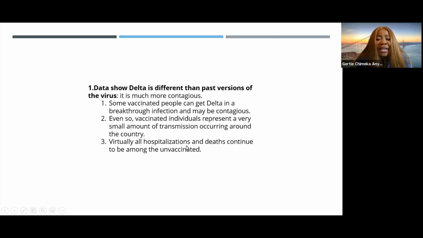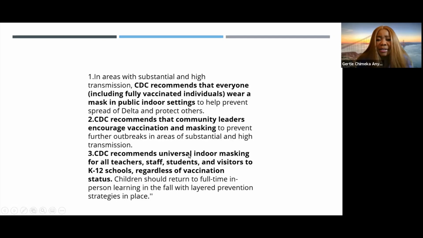Virtually all hospitalizations and deaths continue to be among the unvaccinated. In areas with substantial and high transmission, the CDC reversed itself on July 27th and now recommends that everyone, including fully vaccinated individuals, wear a mask in public indoor settings to help prevent spread of Delta and protect others. This is in areas that have substantial and high transmissibility.